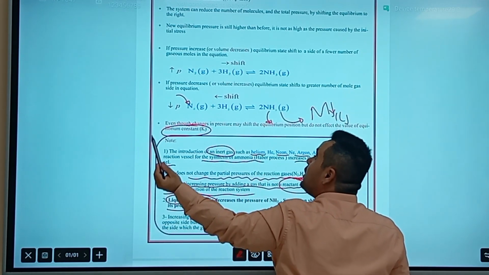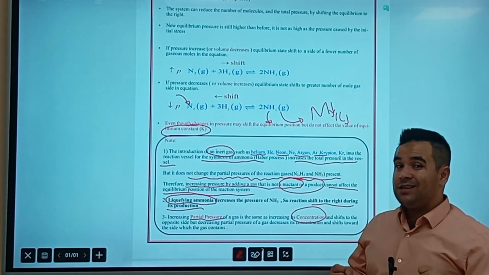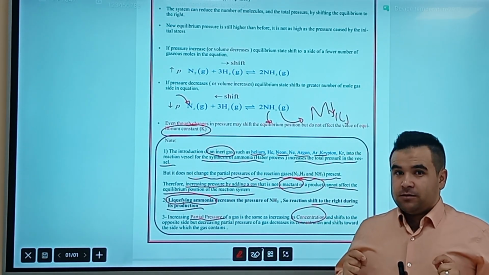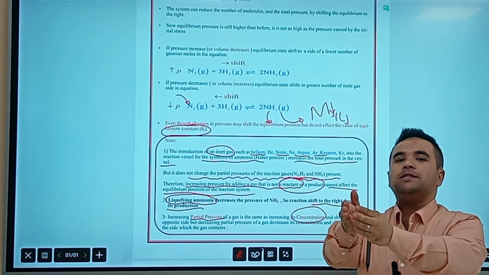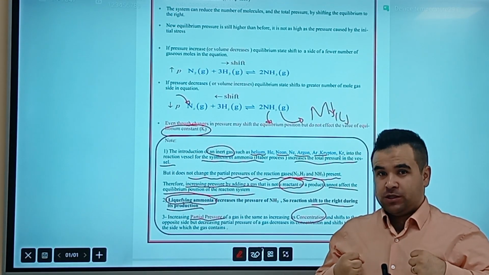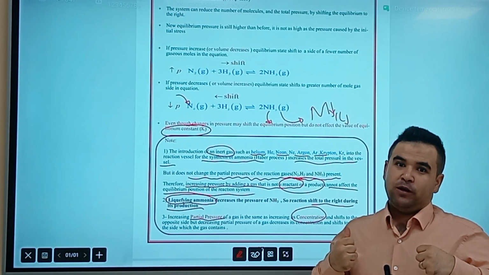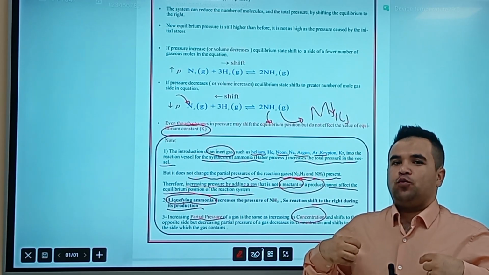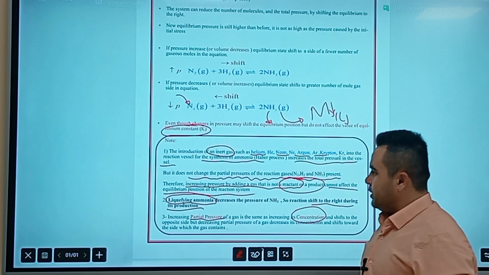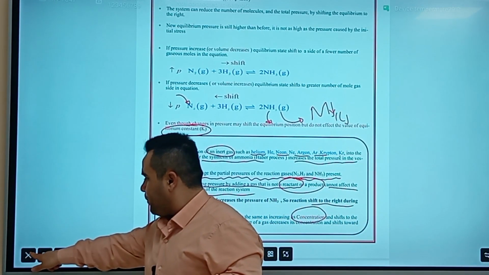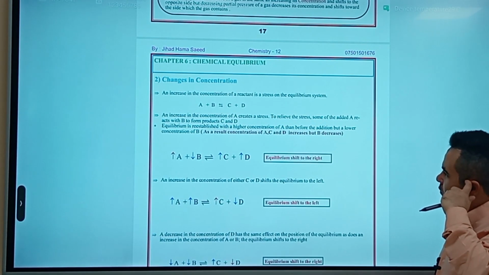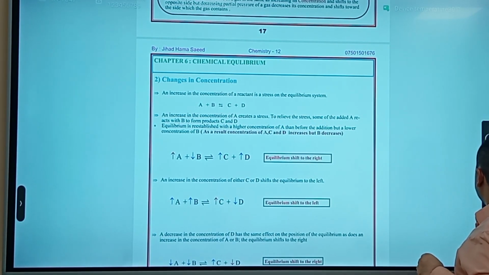So an increase in partial pressure of any species in the gaseous state favors the direction toward the opposite side. Decreasing the partial pressure of any gaseous species decreases the concentration, so it favors the shifting toward the species whose partial pressure decreases. We'll be talking about partial pressure and concentration as well. So let us talk about the concentration, guys.